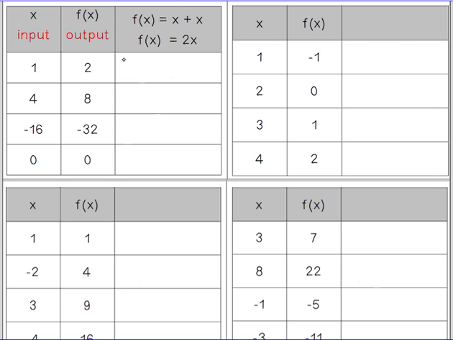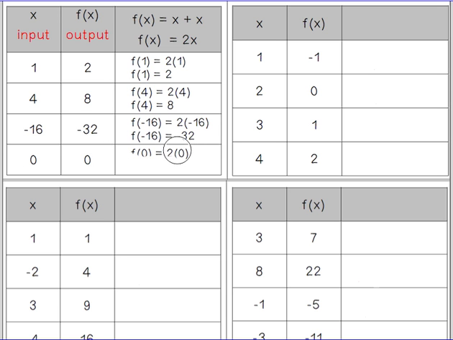You can plug it into whichever function you wrote. So f of 1 would equal 2 times 1, so f of 1 gives you 2. f of 4 would be 2 times 4, so f of 4 gives you a value of 8. If we plug in -16 for x, f of -16 equals 2 times -16, so f of -16 gives us -32. If we plug in our input of 0, f of 0 equals 2 times 0, so f of 0 equals 0.